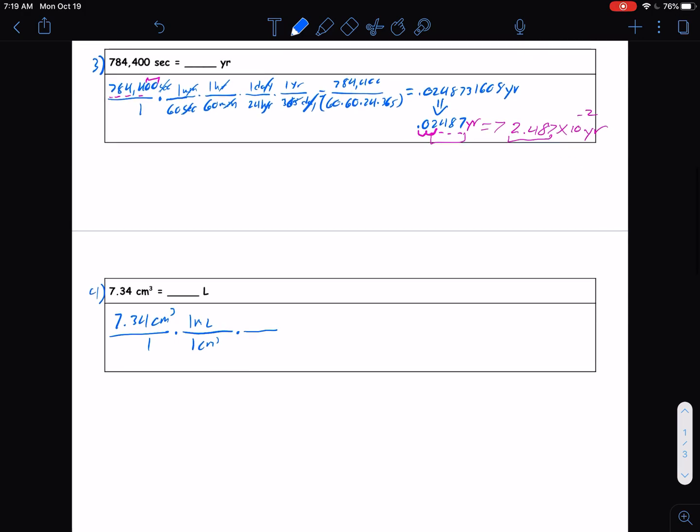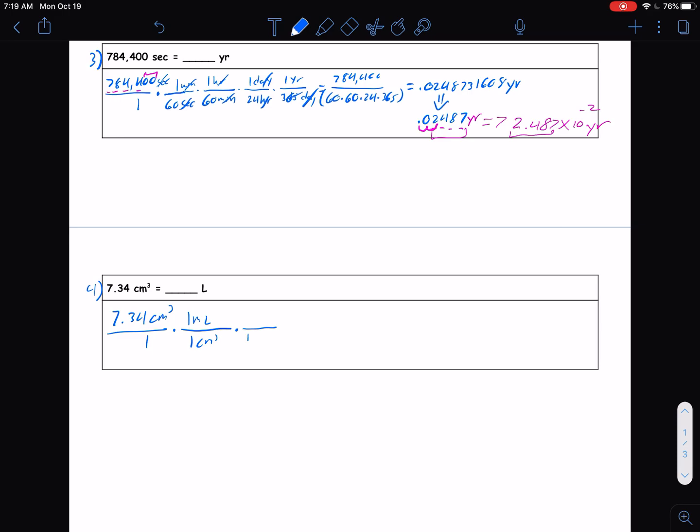Multiply again, and you're going to get 1,000 milliliters equals 1 liter. Centimeters cubed cancel, milliliters cancel, equals 7.34 divided by 1,000 equals 0.00734 liters. And we have 1, 2, 3 sig figs. According to the rules for multiplication and division, we have the correct number of sig figs.